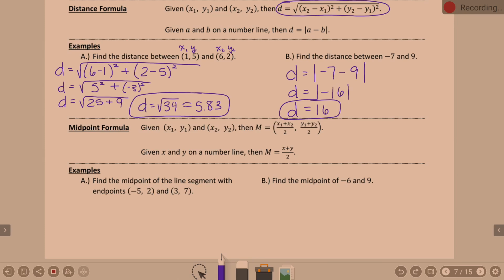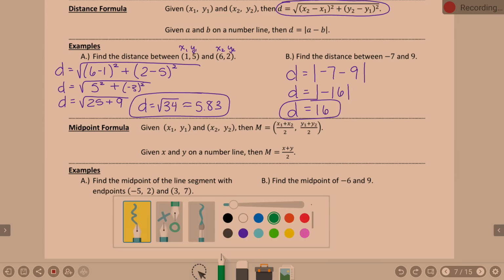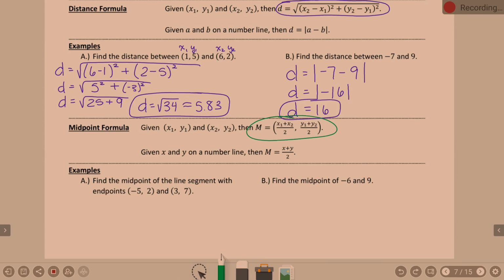Given x and y on a number line, the midpoint between two numbers, you can do the average again. Add them and divide by 2. So there's the formula you need to know. Find the midpoint of the line segment with the endpoints negative 5, 2 and 3, 7.